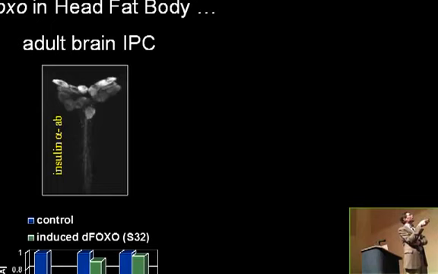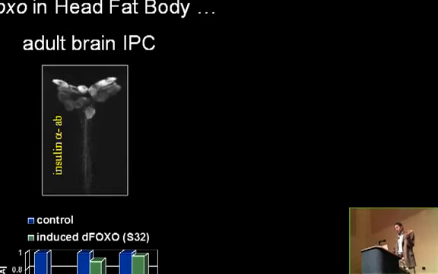So these are the adult brain IPCs stained with antibody against insulin. And now what we're doing here is we're measuring with quantitative PCR the levels of 3 of the 4 insulins that are made in these cells. When we induce FOXO in the head fat body, it reduces the level of DILP2, one of the insulins in the brain, just one of them. These don't get affected. So this would suggest that this tissue is going to be secreting less insulin of this particular type, and that might explain this phenotype, it might explain aging.